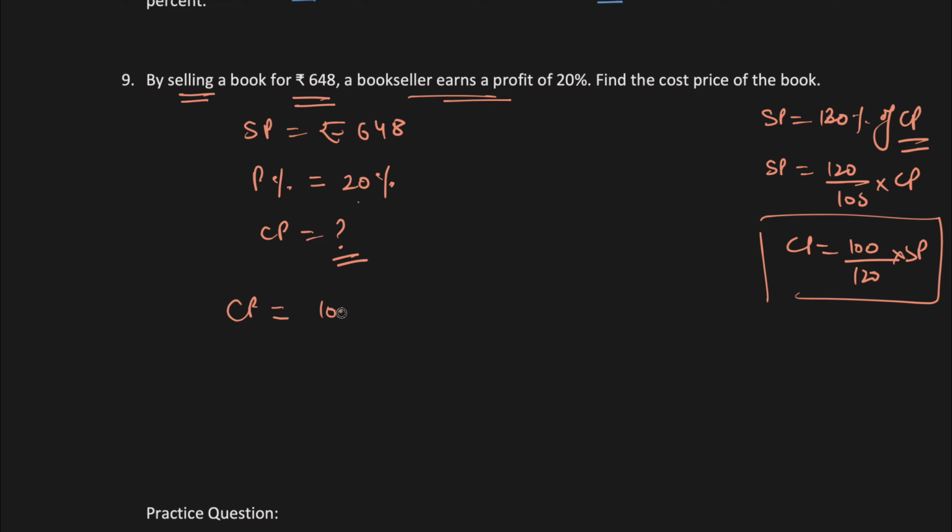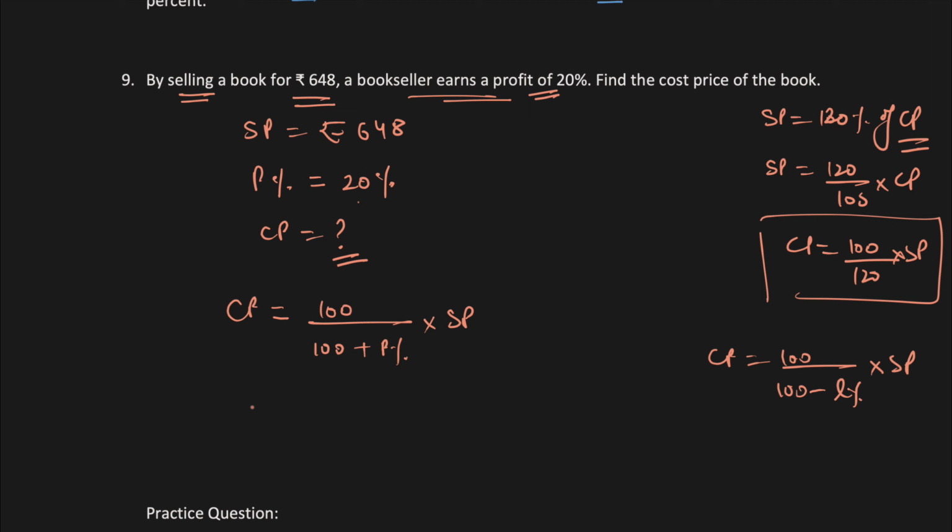CP is given by 100 by 100 plus profit percent into SP. If they had given loss instead of profit, then the formula would have been 100 by 100 minus loss percent into SP. Okay. Same way we have a formula for SP also. SP directly is 100 plus profit percent by 100 into CP. I'll write down the formulas later on, but let me just do the question first.